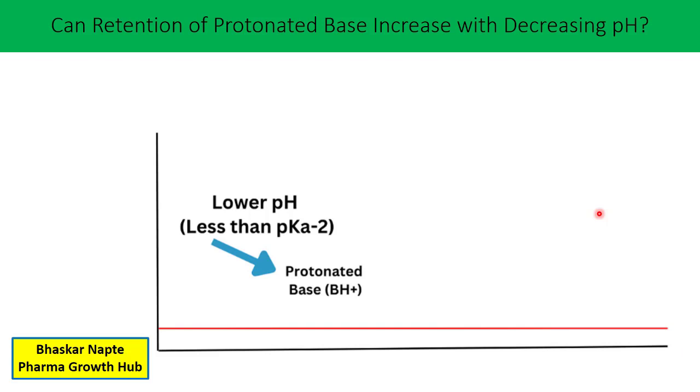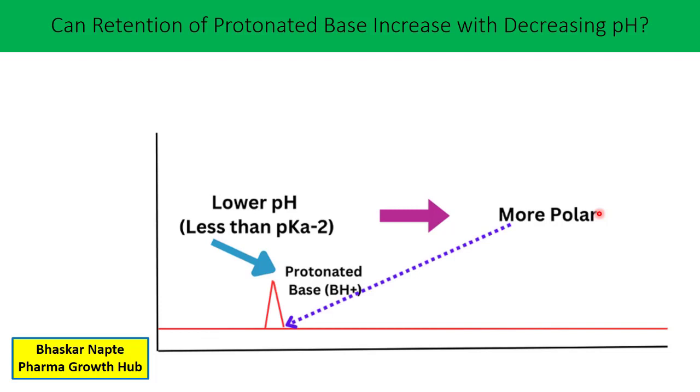However, if you adjust the pH of the mobile phase towards the acidic side, much less than pKa minus 2, in that case your basic compound undergoes protonation. And because of that protonation, it becomes BH plus, it becomes ionic, it becomes more polar. And as the compound becomes more polar, in reverse phase liquid chromatography, it will attain the lower retention time. I hope you understand how the retention of a basic compound gets influenced with the change of the pH.